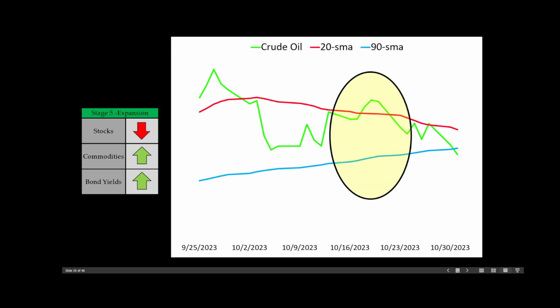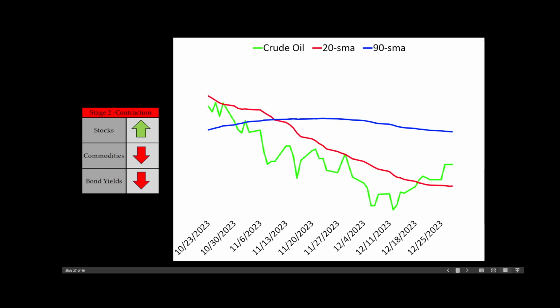Now, we look at this chart and it's not a very pretty bull market, but for the sake of defining these trends in the most objective and consistent way possible, we want to find those periods of time when the market is above the 20 and the 20 is above the 90. So technically, we still were at this point in an uptrending market in terms of crude oil.